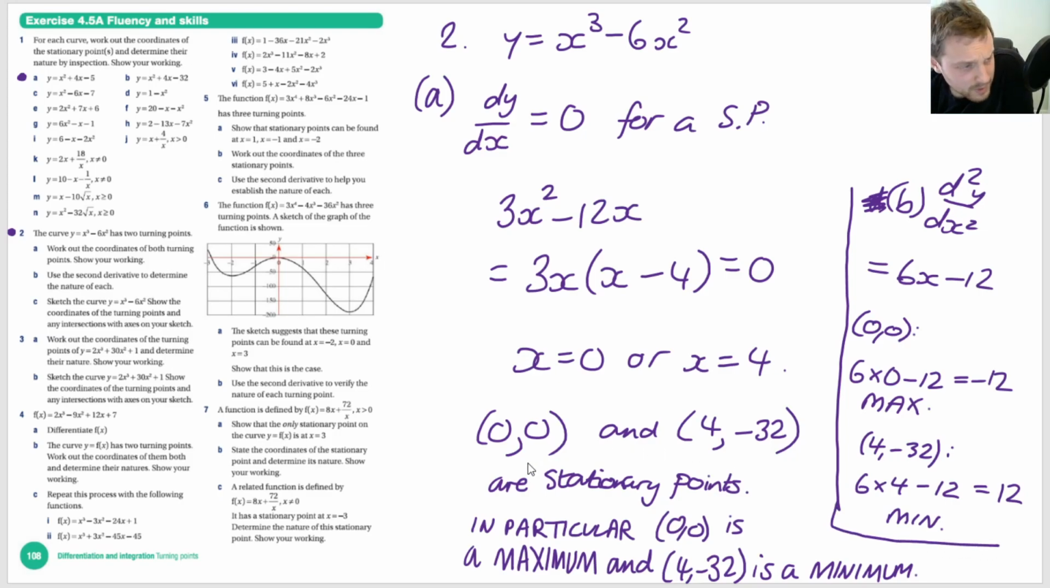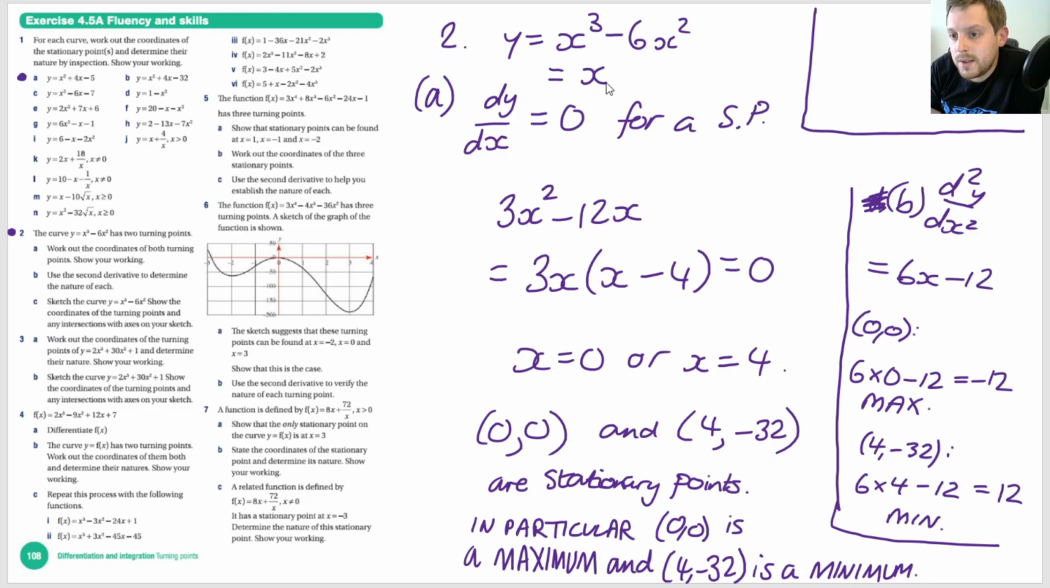Right, and then what's the last question say? Oh, sketch it. Okay, let's see if I can just fit that here. So we know it goes through 0, 0, and in fact we can factorize this, can't we?